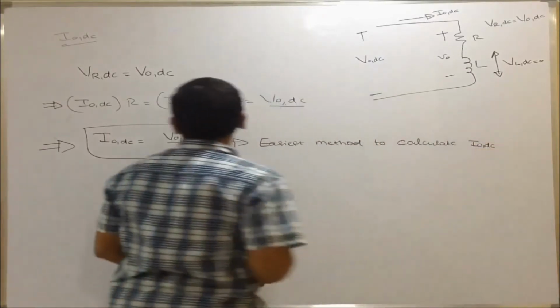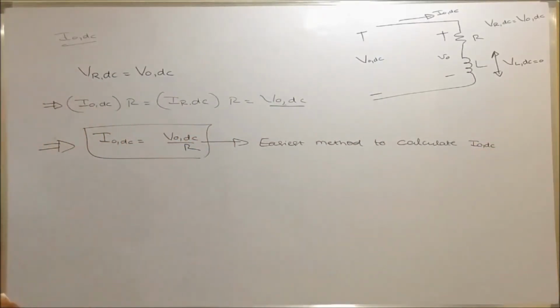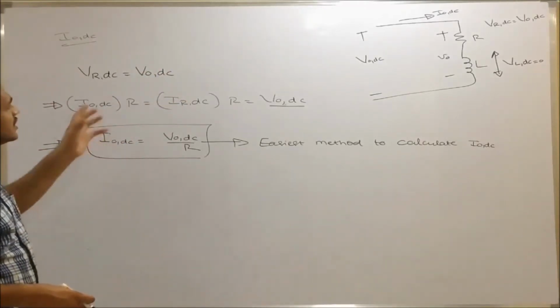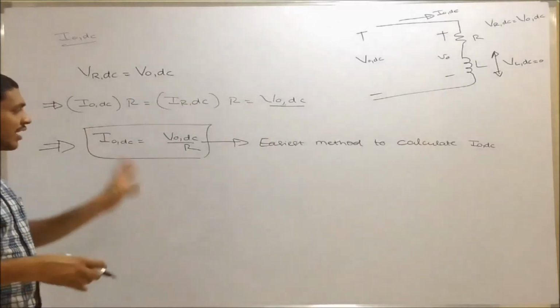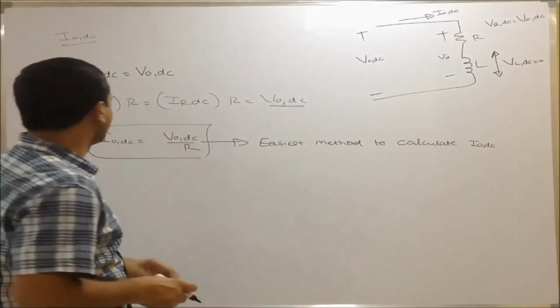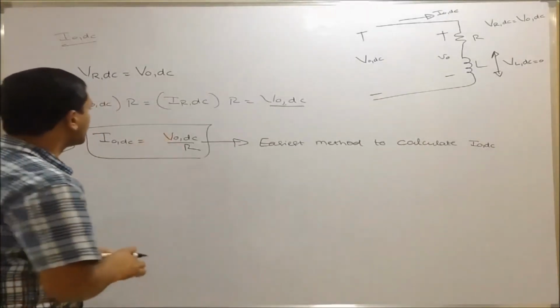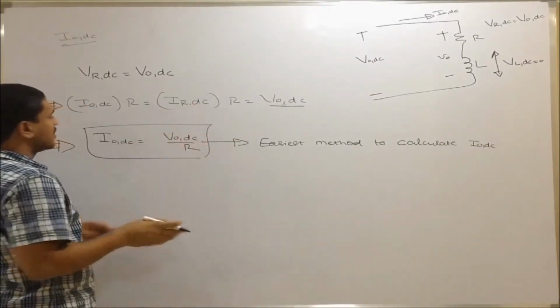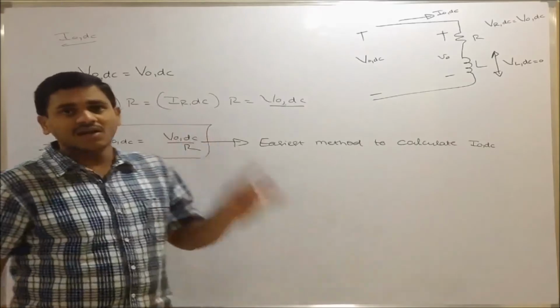The thing is, you have to get habituated to this method. Otherwise, you think this is new, but if you understand this, it is nothing. It is most powerful and it is the easiest. Only one expression you have for V naught DC. You calculate V naught DC divided by R, and I get I naught DC for the RL load.